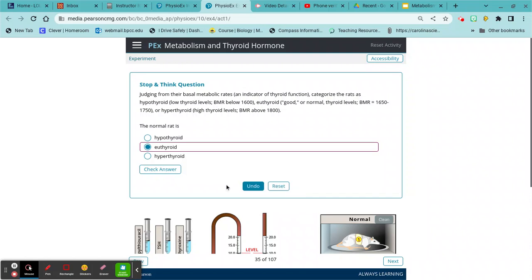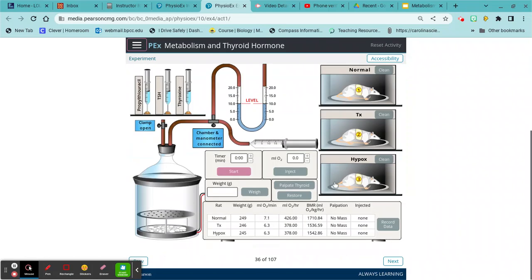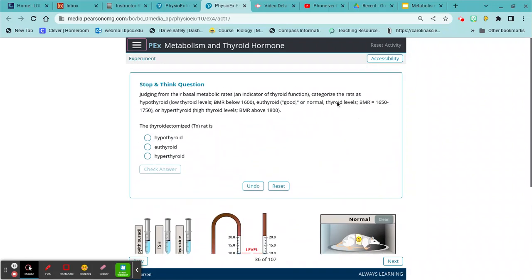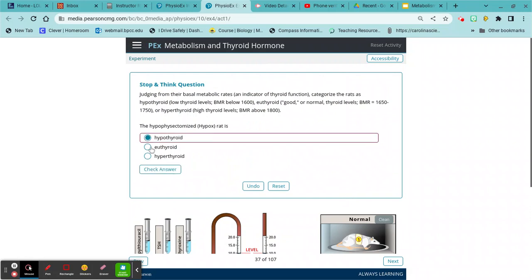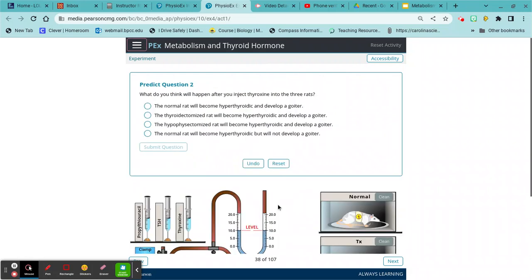You could check your answers, so I'm going to submit it. The thyroidectomized rat is below 1600, which was our hypo. So I'm going to put hypo. We're going to check it. Yep. And then the one without a pituitary gland is also in the 1500s, which would be considered hypo. So I'm going to check the answer and submit.